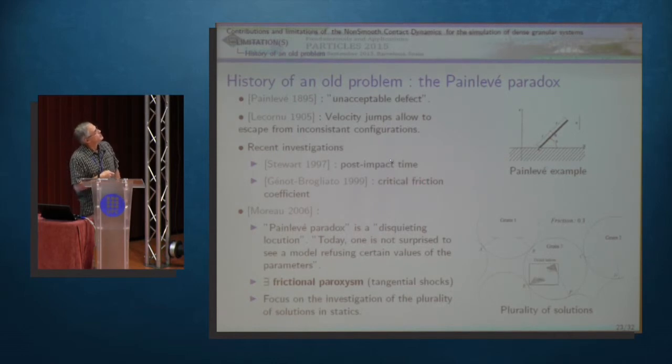Painlevé considers that the inconsistency of some frictional contact problems is an unacceptable defect of Coulomb's law. It's a very radical position. Later, Le Cornu is not so serious about it, and he considers that velocity jumps allow escape from inconsistent configurations.